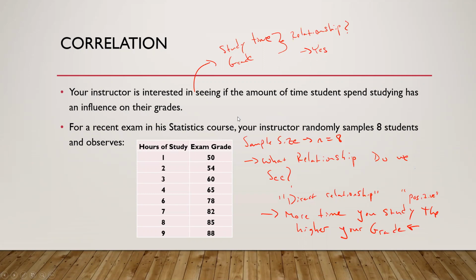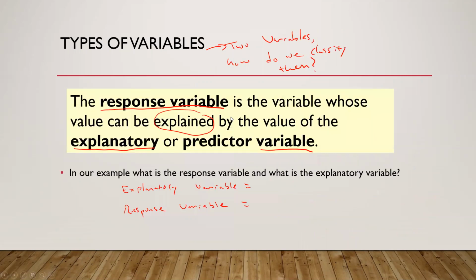Anybody got a guess? Thanks, Pamela. Yeah, I agree. Both of those right there. What I think here is we're seeing that the hours of study is the explanatory variable, and what responds to your hours of study is your exam score.